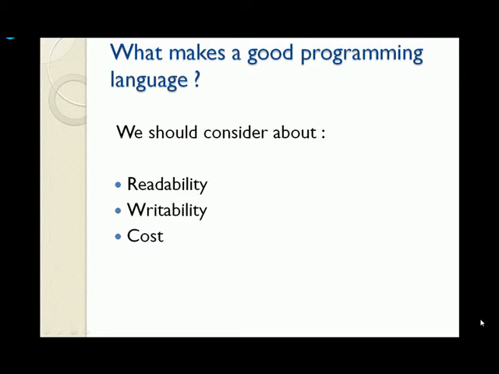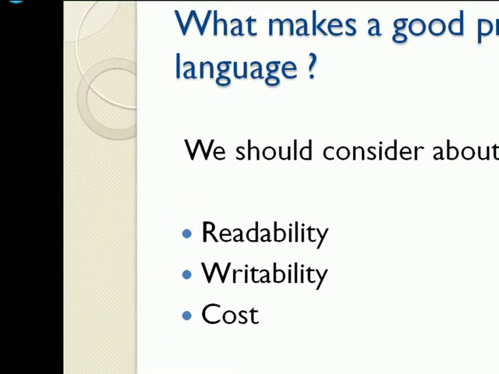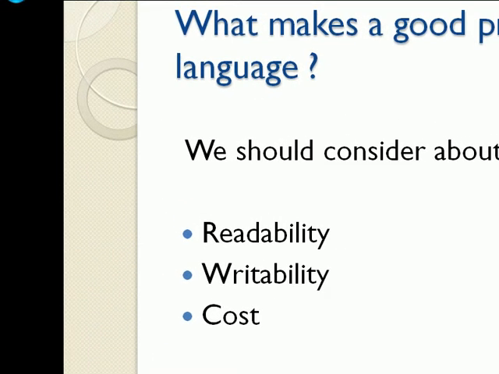Now when we are talking about a good programming language, we should consider three things: readability, writability, and cost. In readability, we should consider four parts: simplicity, orthogonality, control structures, and data types. In writability also we have to consider four parts: simplicity, orthogonality, support for abstraction, and expressivity. And for cost, we should consider three parts: program development cost, maintenance cost, and reliability. Definitions for these will be in our blog and the link will be in the description.